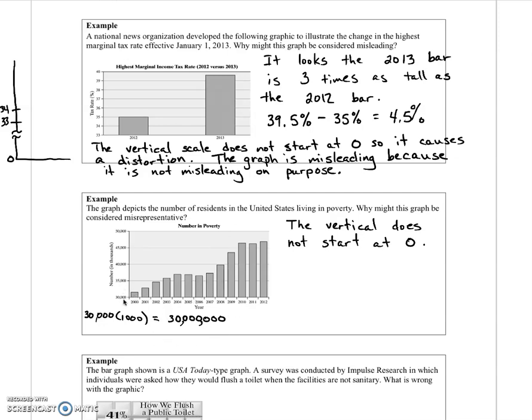So it would be very hard to include the scale below 30,000. So this graph is misleading, not deceptive.